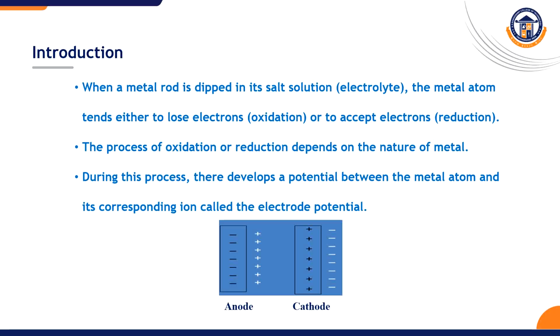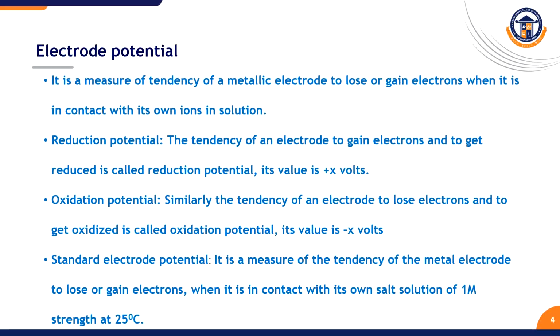During this process, a potential develops between the metal atom and its corresponding ion, which is called electrode potential. So, electrode potential is a measure of the tendency of a metallic electrode to lose or gain electrons when it is in contact with its own ion in solution.